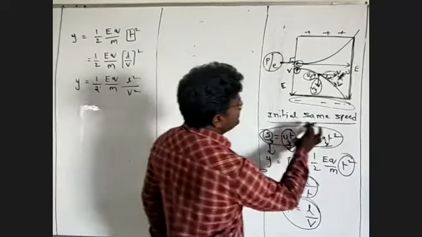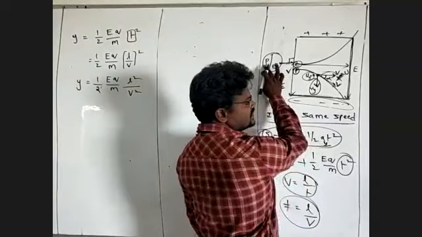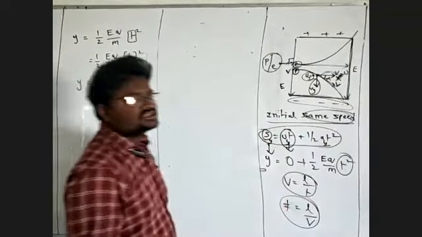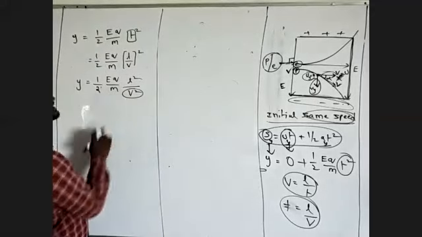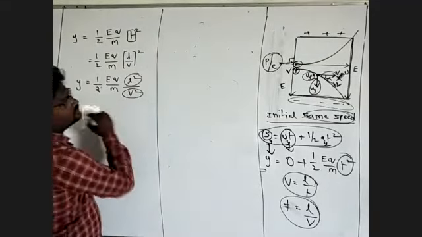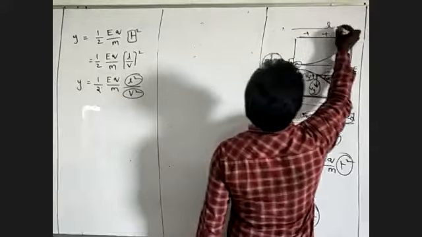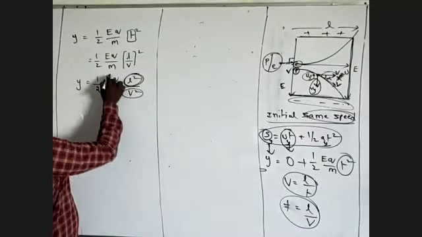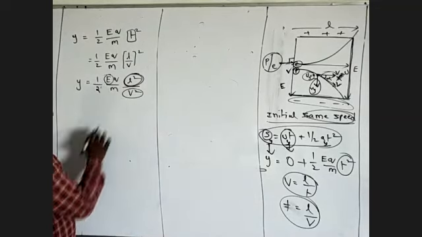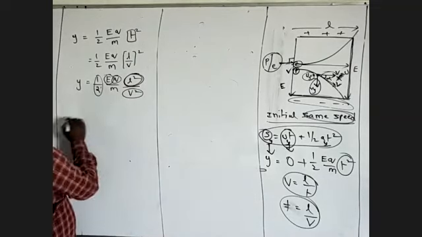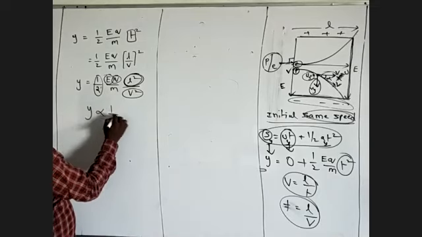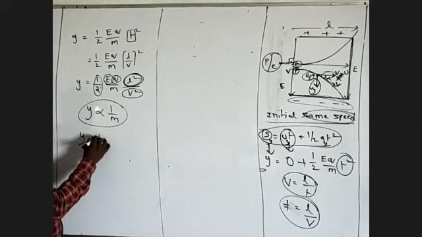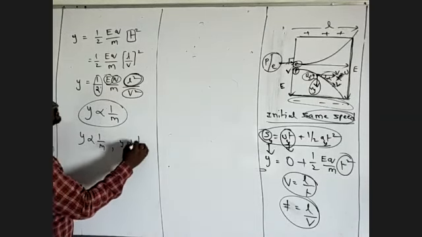Now initially the positive charge and negative charge both have the same speed, so the speed is constant. L is the length of the plate, which is also constant. The electric field is constant, q is constant, and ½ is constant. The remaining dependence is y inversely proportional to 1/m, for both charges.